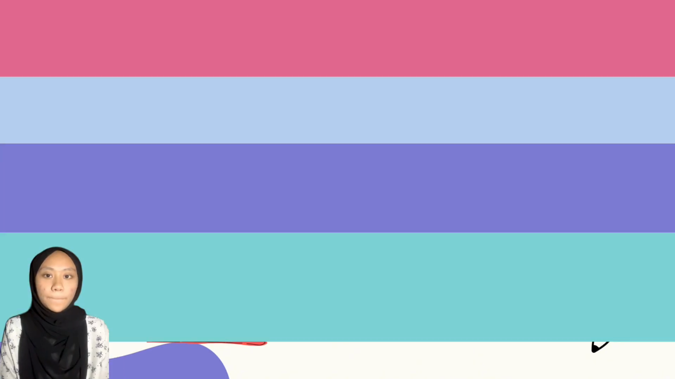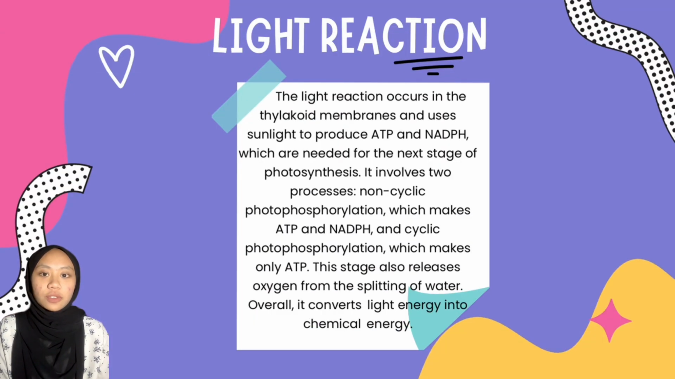The light reaction of photosynthesis takes place in the thylakoid membranes of the chloroplast and depends on sunlight. During this stage, light energy is absorbed by chlorophyll and used to drive the process of photophosphorylation, which is the synthesis of ATP by adding a phosphate group to ADP.